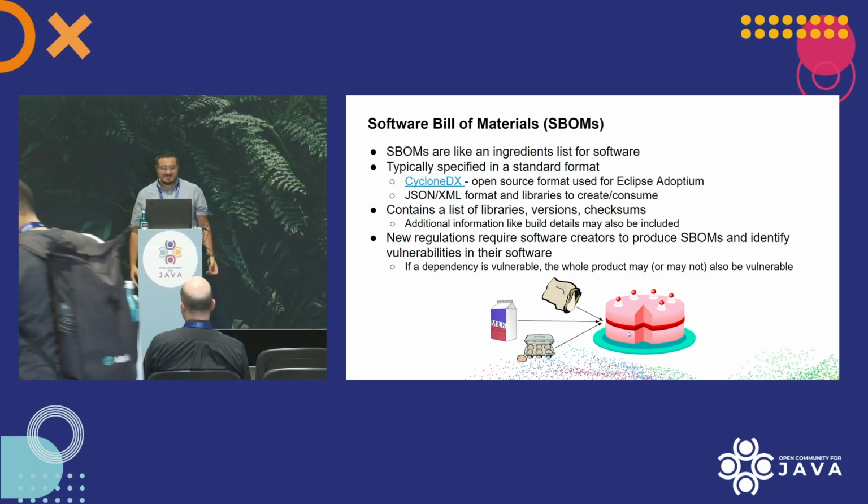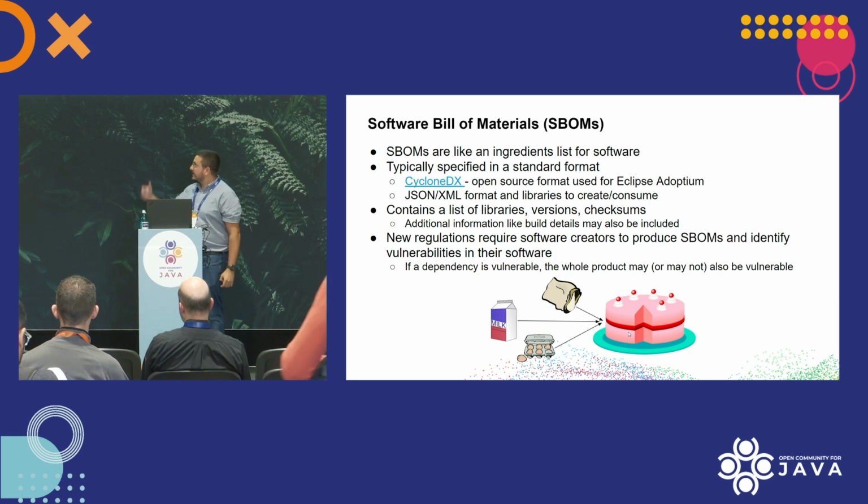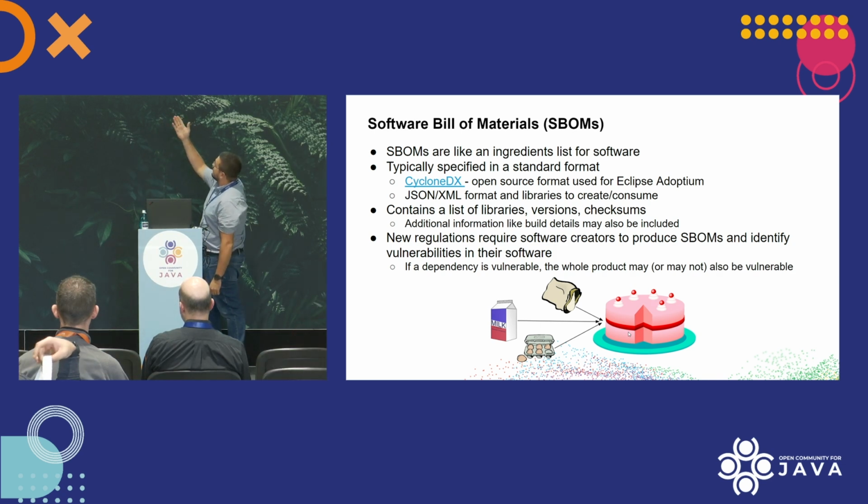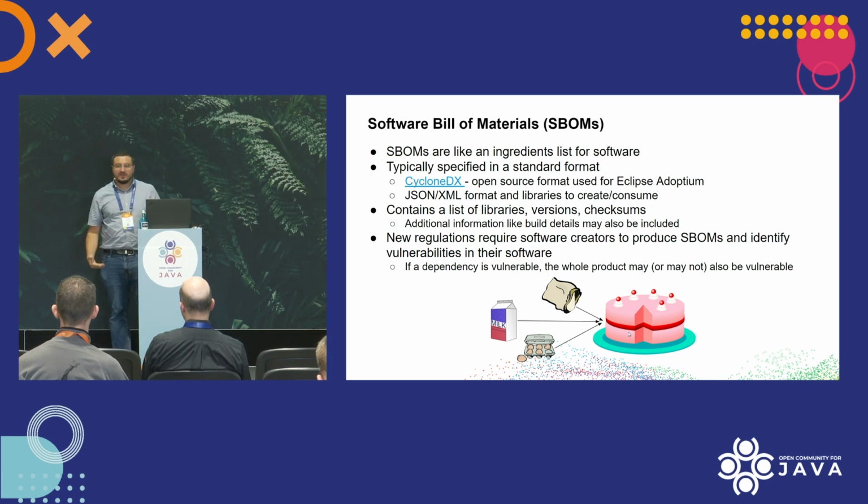So what we want to do is list the ingredients, right, which is what the software bill of materials does. And a software bill of materials is typically specified in a standard format, like CycloneDX. In the case of Eclipse Temurin, it certainly is CycloneDX. This is an open source format. It is machine readable, so you can get it in JSON and XML. I think most people prefer JSON. And it contains a list of libraries, versions, and checksums, and it can also contain additional information like build details, anything really that you need to know in order to understand what went into the software.